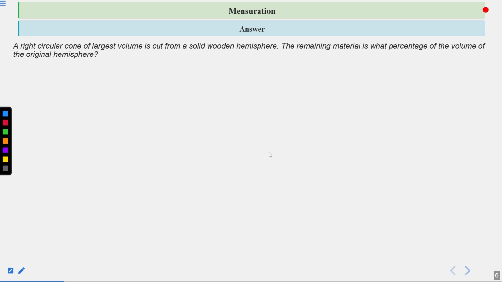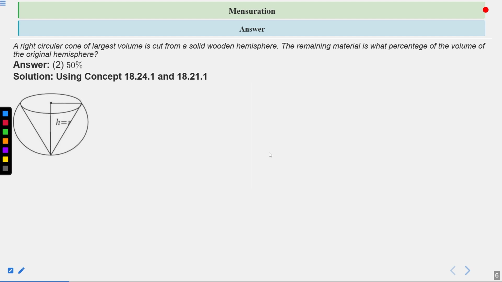The question says that a right circular cone of the largest volume is cut from a solid wooden hemisphere. The remaining material is what percent of the volume of the original hemisphere? We can calculate it by using the formula of the hemisphere and the cone formula. The correct answer of this question is the second one, which is 50%. Now see the detailed solution using concept 18.24.1 and 18.21.1 in this question.